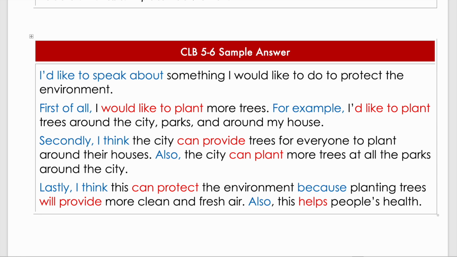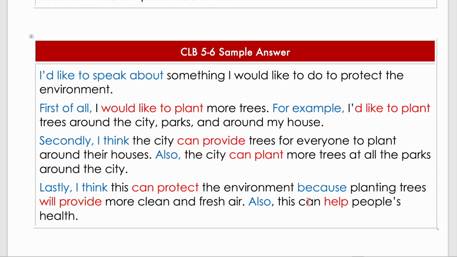Yes, 3 forms. These are the forms of how we can express our ideas. Simple form, this helps people's health. More, a little bit higher, can help people's health. Or will help people's health. Or the strongest form, would help.